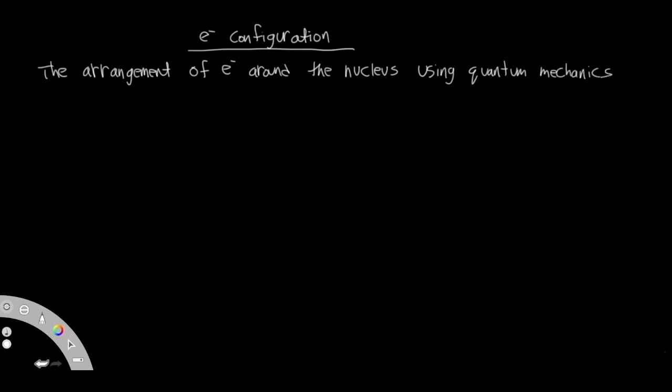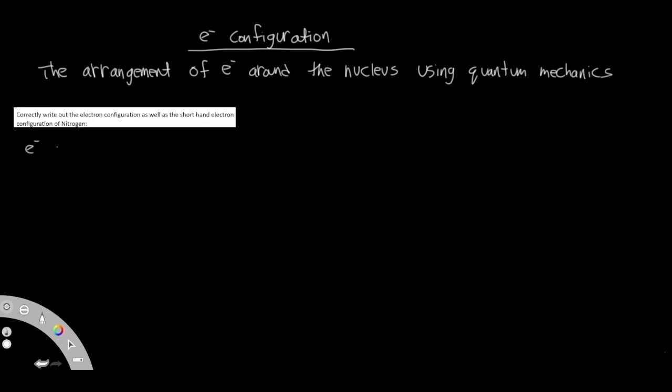We'll go through an in-depth explanation about quantum mechanics in another video, but we're just going to be using some of its properties for this video when we talk about electron configuration. Let's have a look at the particular example. Correctly write out the electron configuration as well as the shorthand. So we first need here to do our electron configuration, and then after that, at some point, we need to do a shorthand.